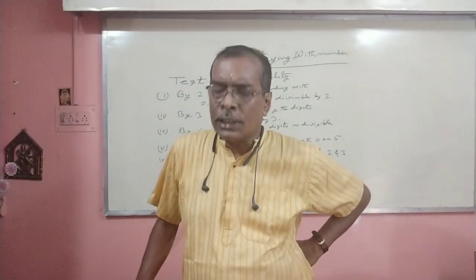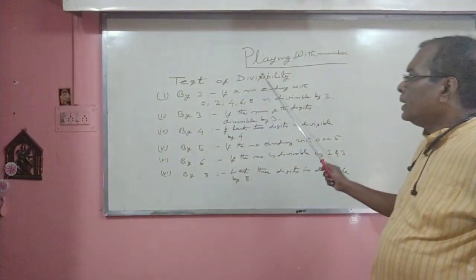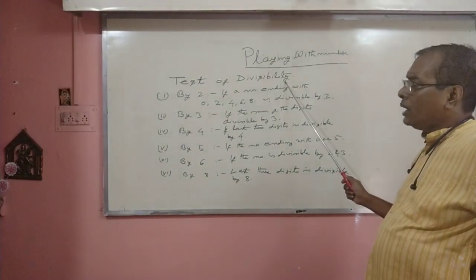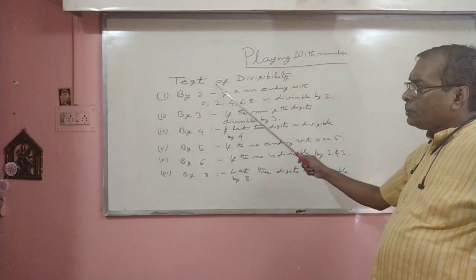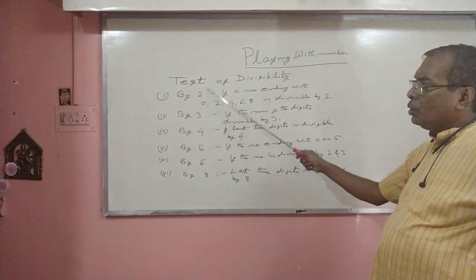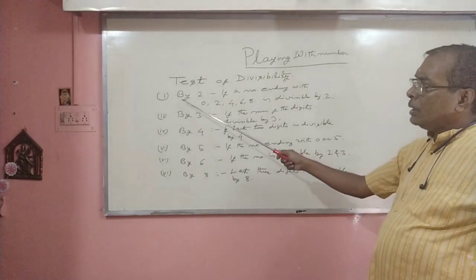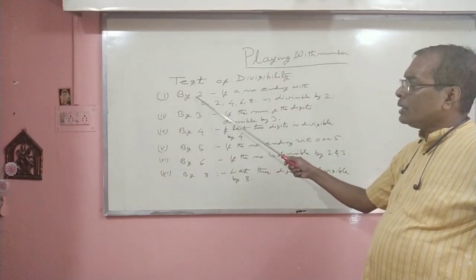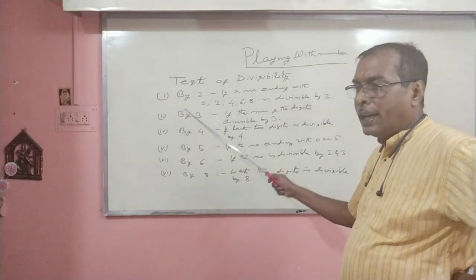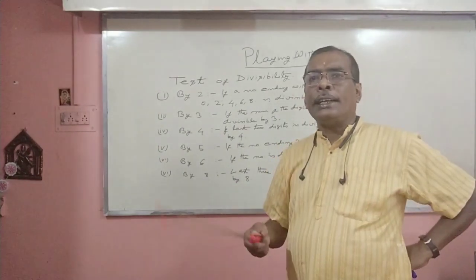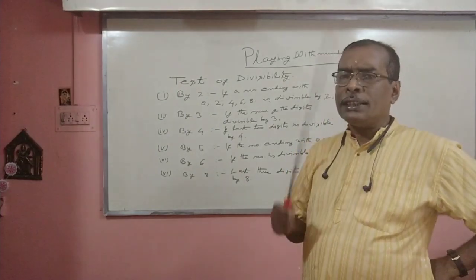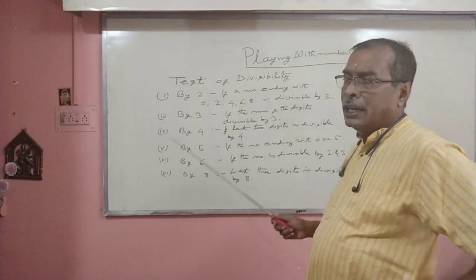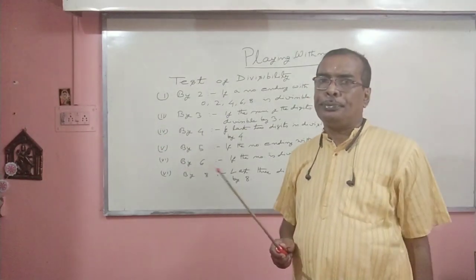Those things I have written on this board: tests of divisibility. These rules have been written in your book also, but I am going to explain them one by one. First of all, I am going to discuss whether a number is divisible by 2 or not. Obviously you know very well that any even number is divisible by 2. That is, a number ending with 0, 2, 4, 6 or 8 is divisible by 2.